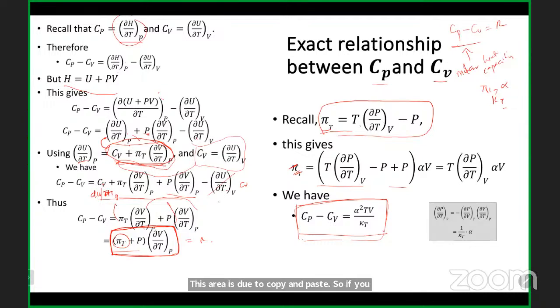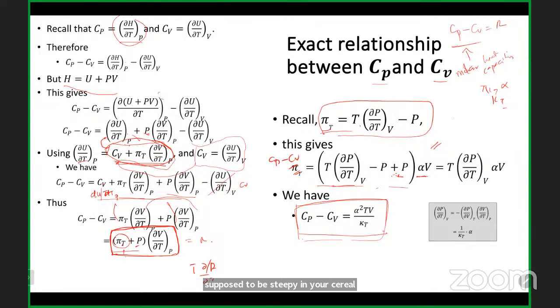So if we put pi t in this equation, we will arrive at this. So let me just quickly do it. So that's T dp dt at constant V, minus p, then plus this p into alpha V. How did we arrive at that? So this is supposed to be Cp minus Cv.